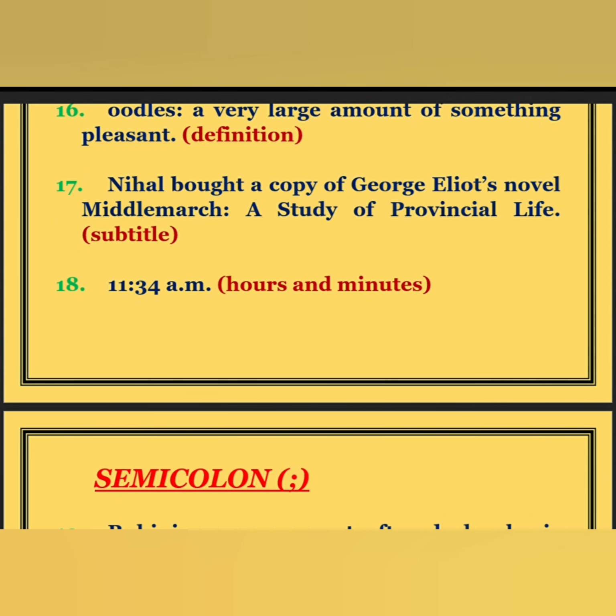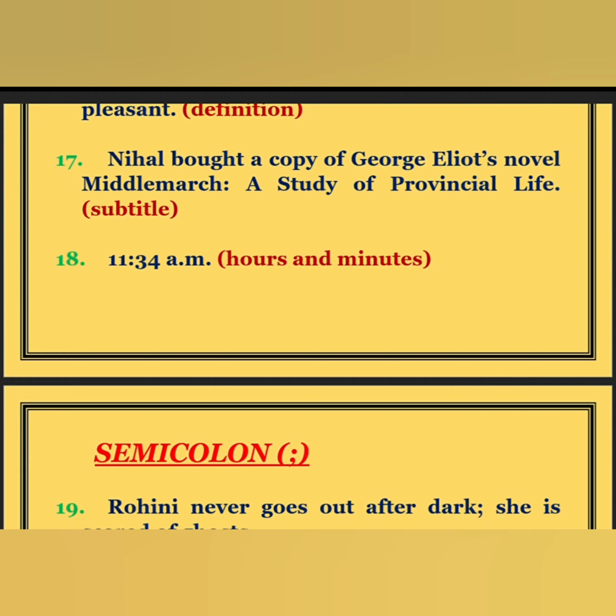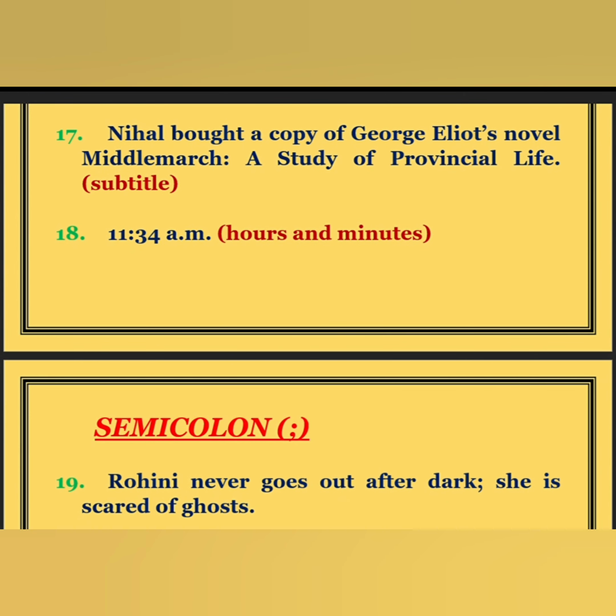Then comes the semicolon. The semicolon joins two independent sentences that are closely related. It often replaces a conjunction or a connective. We also use semicolons in place of commas in a list that has commas within items. So the examples are: Rohini never goes out after dark; she is scared of ghosts.